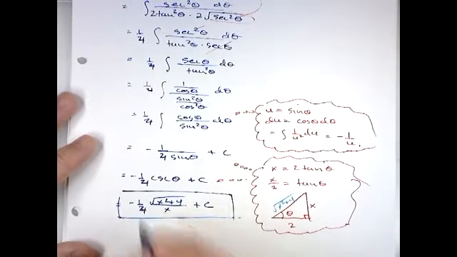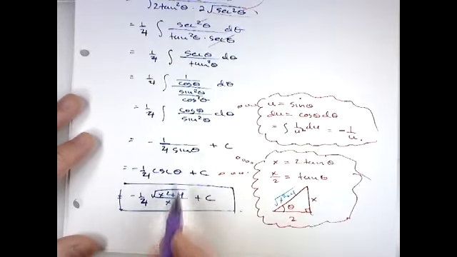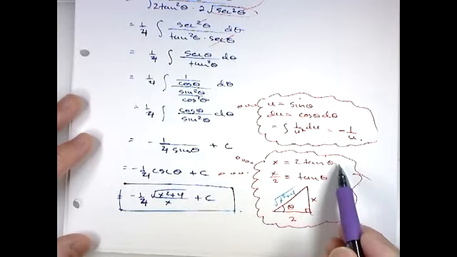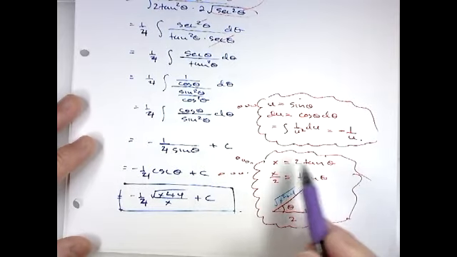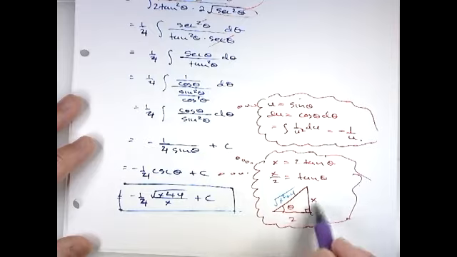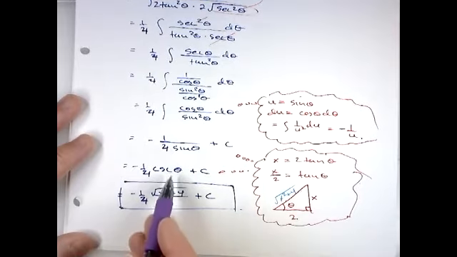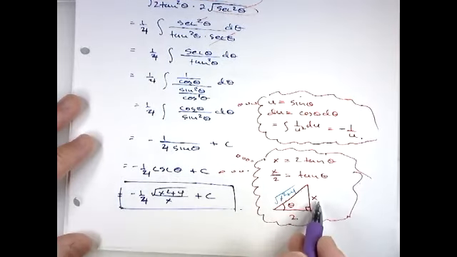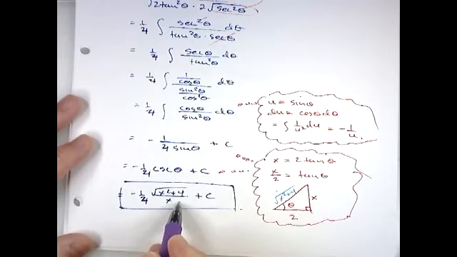And remember, to get this back in terms of x, we go back to our original substitution. If x equals 2 tan theta, then tan theta is equal to x over 2. So draw a triangle, opposite over adjacent, x over 2. Pythagorean theorem gives me the square root of x squared plus 4 is the hypotenuse. Cosecant is the reciprocal of sine. So instead of opposite over hypotenuse, it's going to be hypotenuse over opposite, right there, plus c.